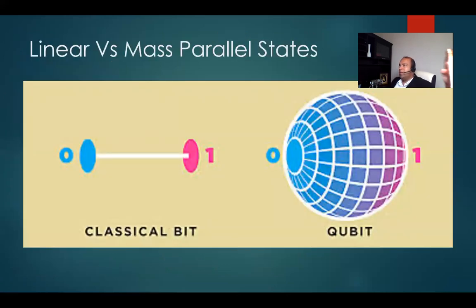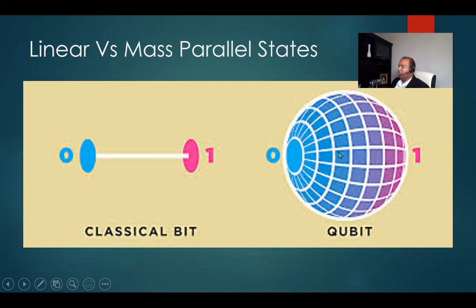So linear versus massively parallel states, right? The linear state is this with the classical bit, whereas a qubit is up. The linear state is either blue or this pink for 0 and 1, and the quantum state is blue and pink at the same time.